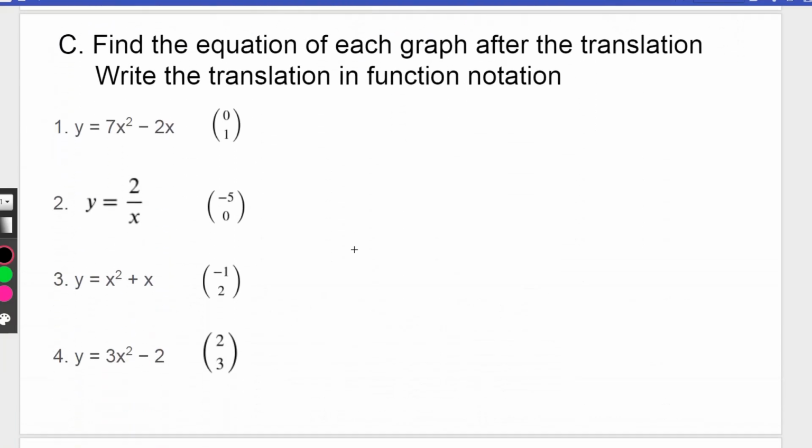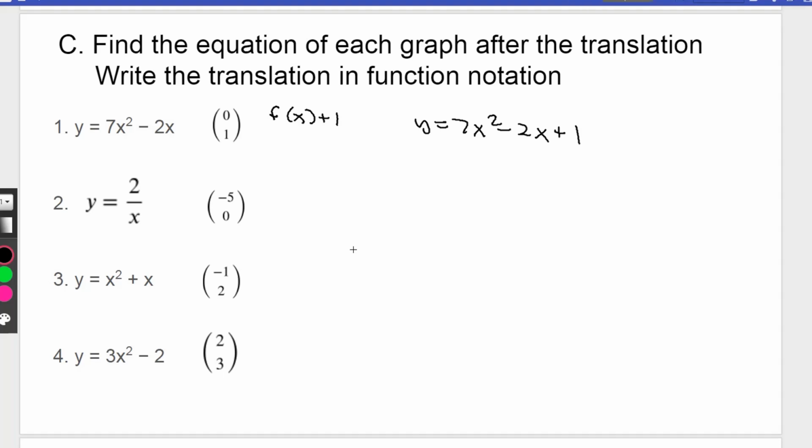Let's take a look at this. Here, if you're given a vector and you're asked to perform that on there, basically, again, it's important that you know what's going on. What's helpful is if I can change this into the function notation, well, remember, the top is left, right, and the bottom is up, down. This means it went up by 1. To do that to a function, I do this. So that means that my new function is going to be y equals 7x squared minus 7x plus 1.